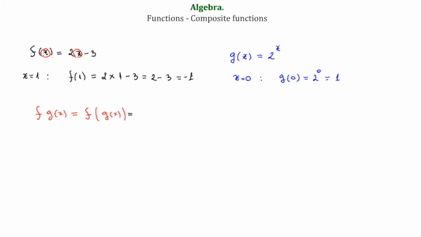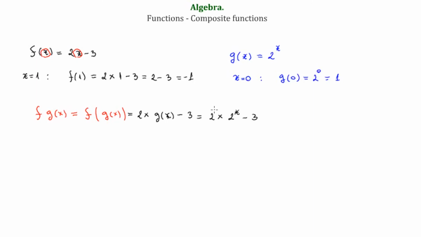So we know that f of x is 2x minus 3. So if we replace x with g of x, then we would have 2 times, no longer do we have x, we have g of x, minus 3. We need to look now and see who the function g of x is, and it's 2 to the power of x. So then we have 2 times 2 to the power of x minus 3. This is our composite function.